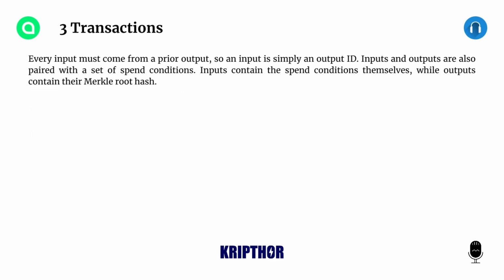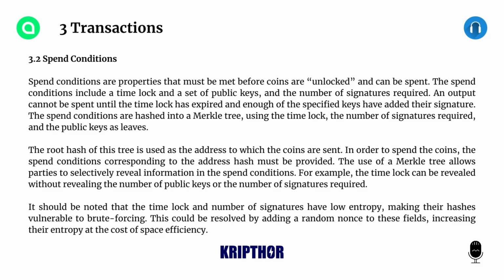Every input must come from a prior output, so an input is simply an output ID. Inputs and outputs are also paired with a set of spend conditions. Inputs contain the spend conditions themselves, while outputs contain their Merkle root hash. 3.2 Spend conditions.